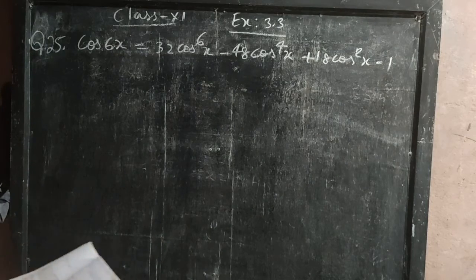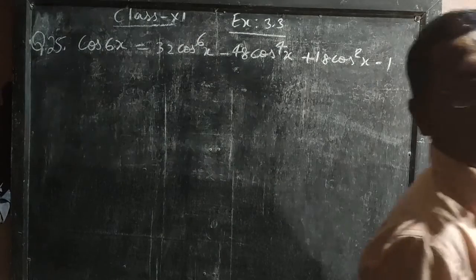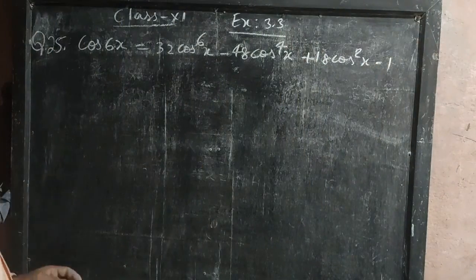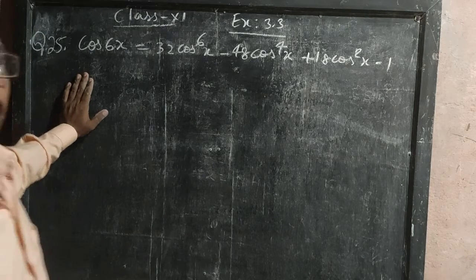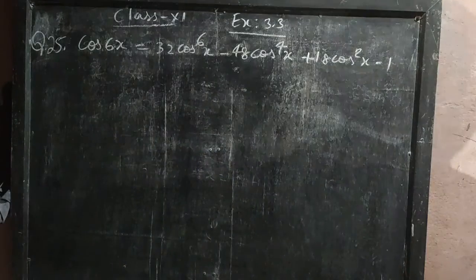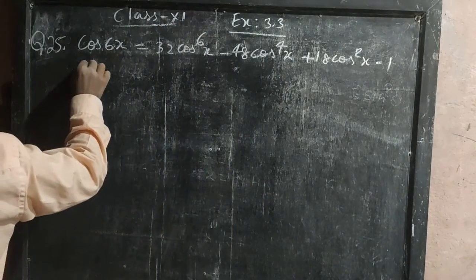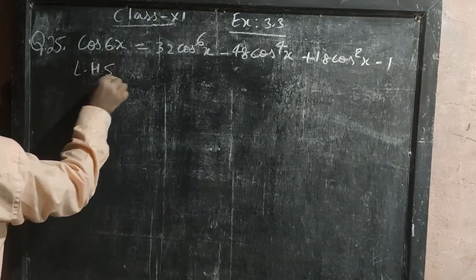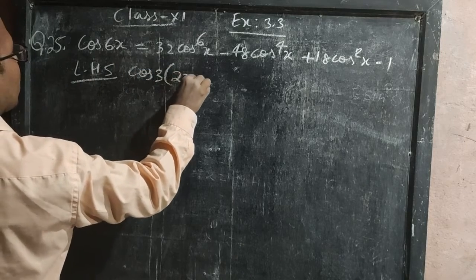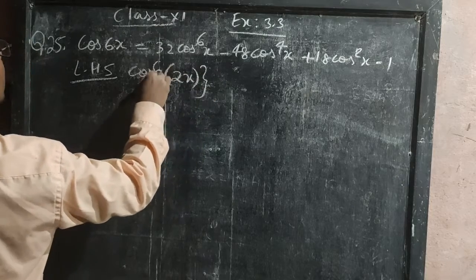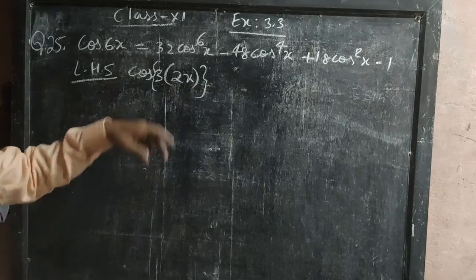So now students, let's see what we can do here. We will use the cos 3 theta formula: 4 cos cube theta minus 3 cos theta. So we will use this identity. Remember this part also. Take the LHS first, that is cos 3 into 2x. You can also use 2 into 3x. You have to use the cos 2 theta identities.